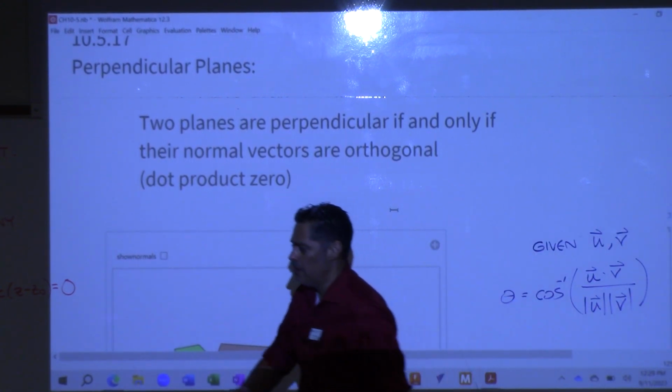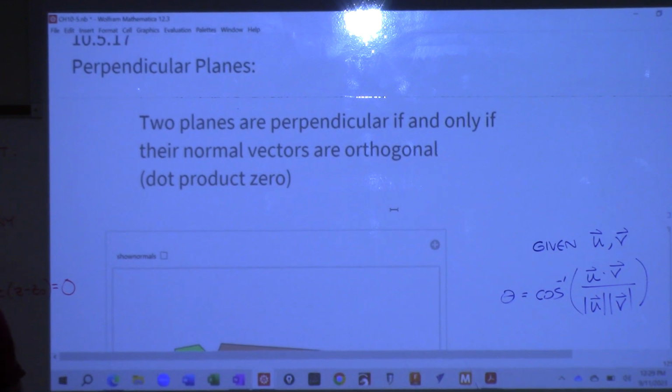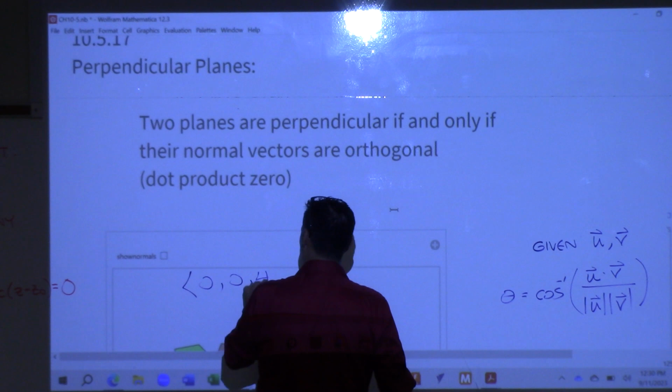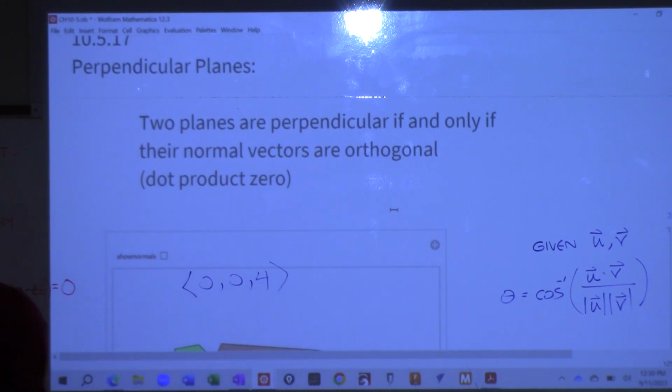Let's check that real quick. What is the normal vector to the xy plane? What is a normal vector coming out of the xy plane? Give me any normal vector coming out of the xy plane. Any vector that just points straight up like that. 0, 0, 4 or 0, 0, 1 or 0, 0, 2, right? So let's imagine we had that. I heard 0, 0, 4 first. Okay, that's a normal vector for this, right?